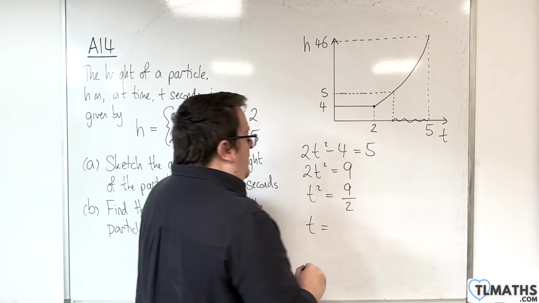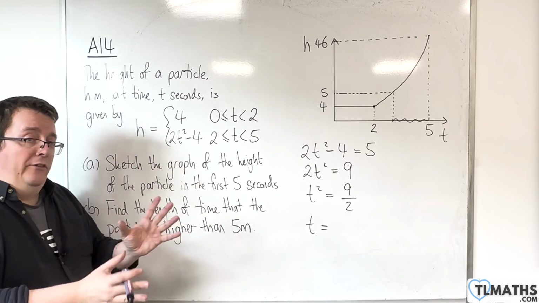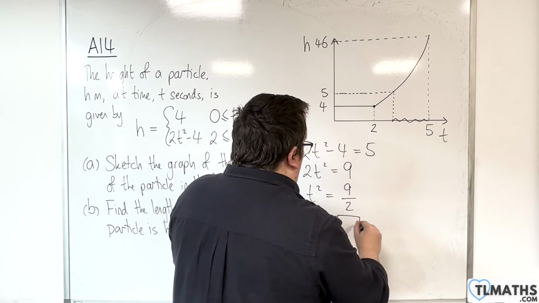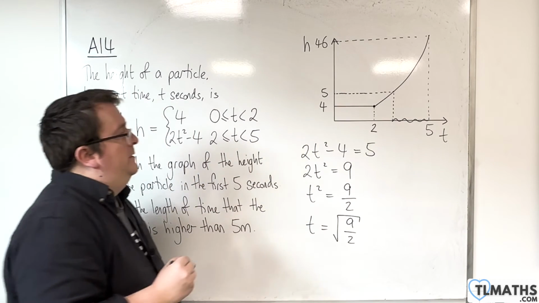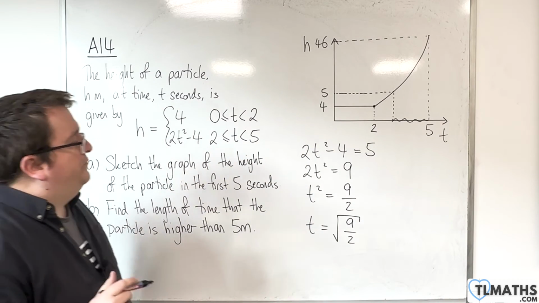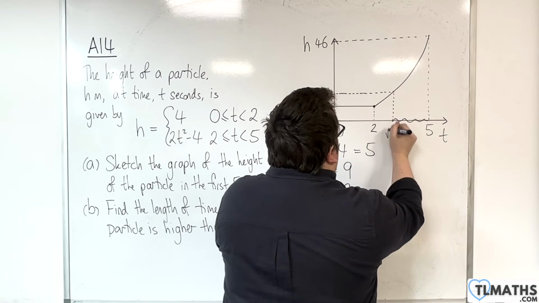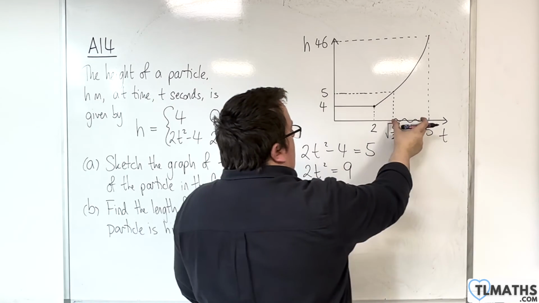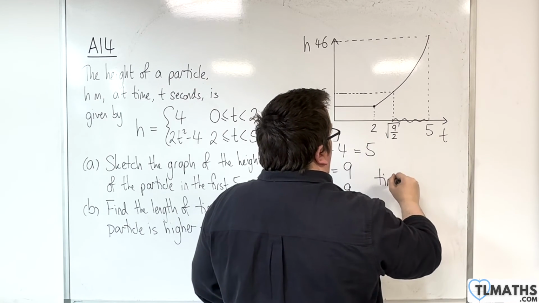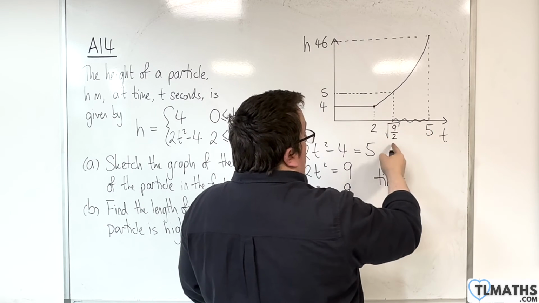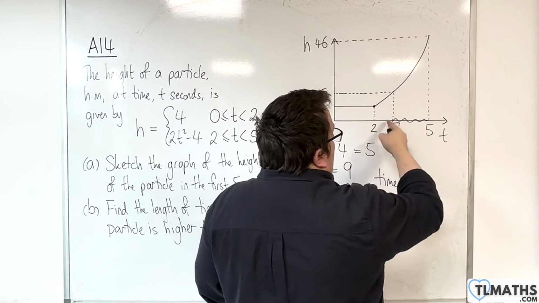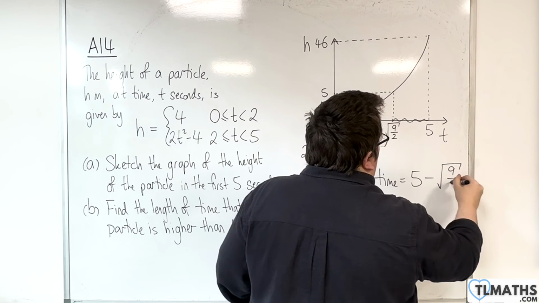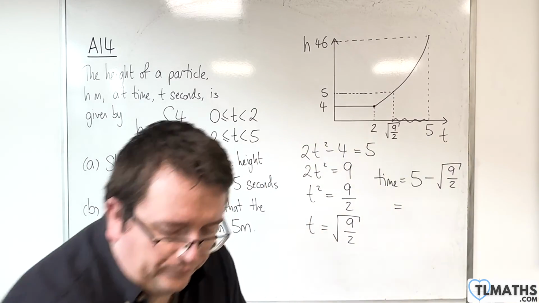Now, in square rooting, we get this plus minus, but we don't have negative time here. We're only interested in positive time, so this will be the positive square root of 9 halves. I'll work out what that is on the calculator in a moment. So this point here is the square root of 9 halves. So the time that I am interested in is from square root 9 halves to 5. So that gap there can be found by doing 5 take away the square root of 9 halves.